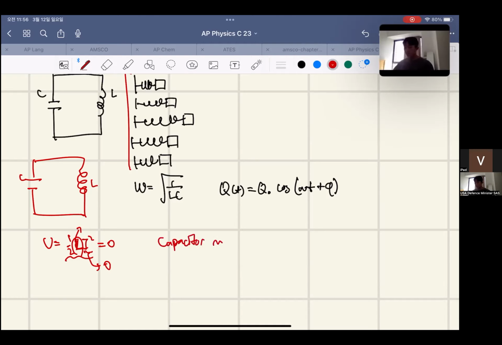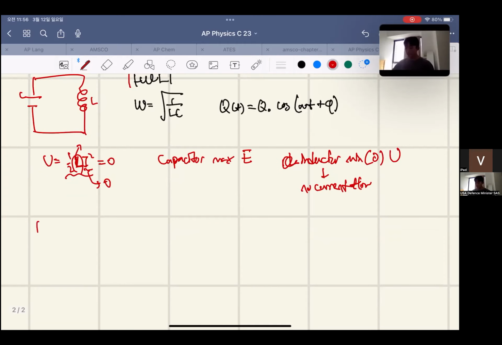has maximum energy stored, the inductor should have minimum or 0 amount of energy stored. Thus, there will be no current flowing. Because if there is some current flowing, then 1/2 Li squared, which is the amount of energy stored in the inductor, won't be equal to 0, meaning that the capacitor won't have the maximum amount of energy stored.